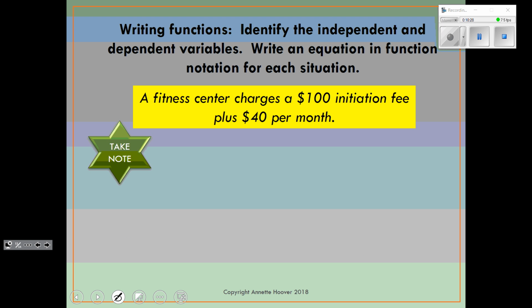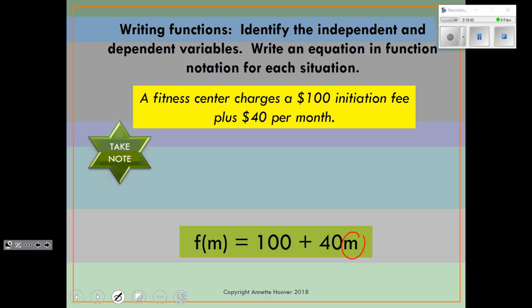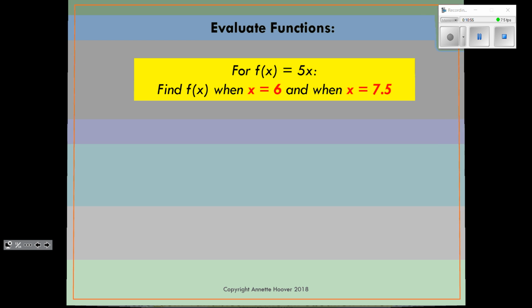A fitness center charges $100 initial fee plus $40 per month. So $100 plus $40 per month could be written in function notation as f of m equals 100 plus 40m. I used m to stand for months. If you wanted to use x, just make sure you use them in both locations. But months gives you more meaning behind the variable.